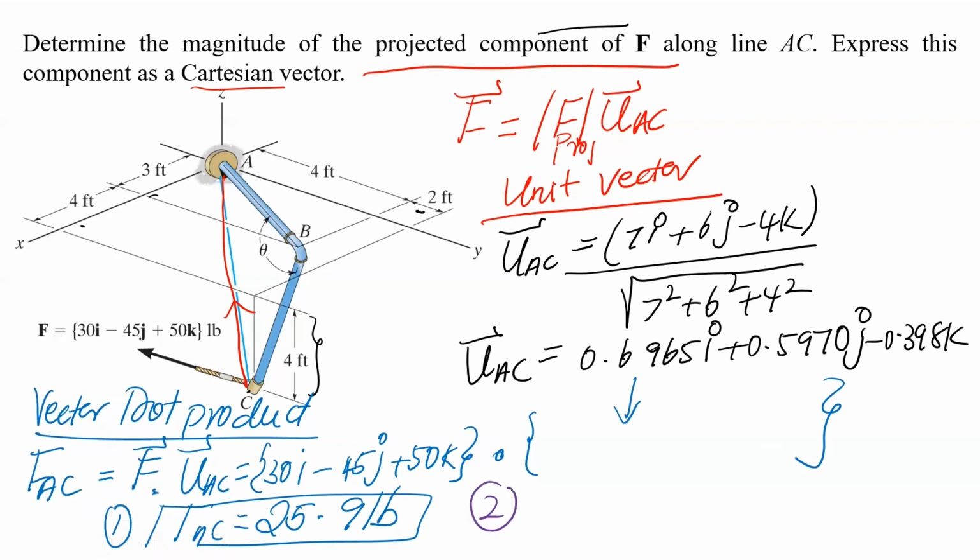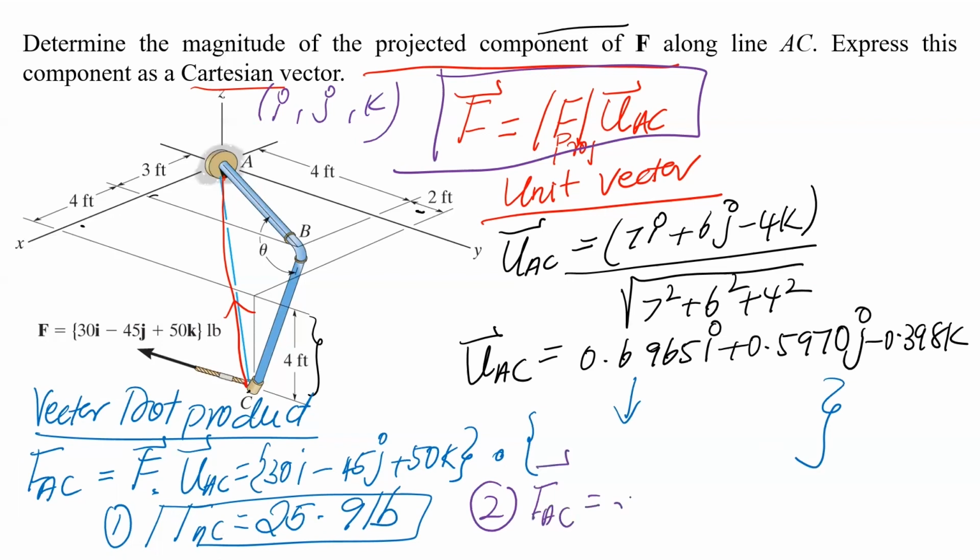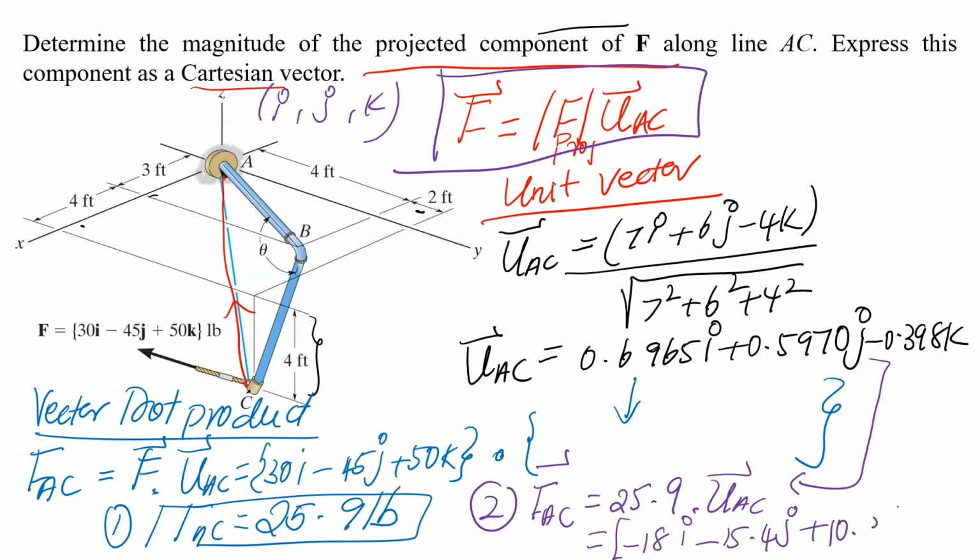My second question, I need to get it in the Cartesian vector form, meaning that I need to get it in ijk components, right? For doing that, I'm going to multiply the magnitude, which is 25.9, times my unit vector U_AC, which is here. If I multiply that, I will get my force vector. If I do so, I'll get around 18i minus 15.4j plus 10.3k pounds.